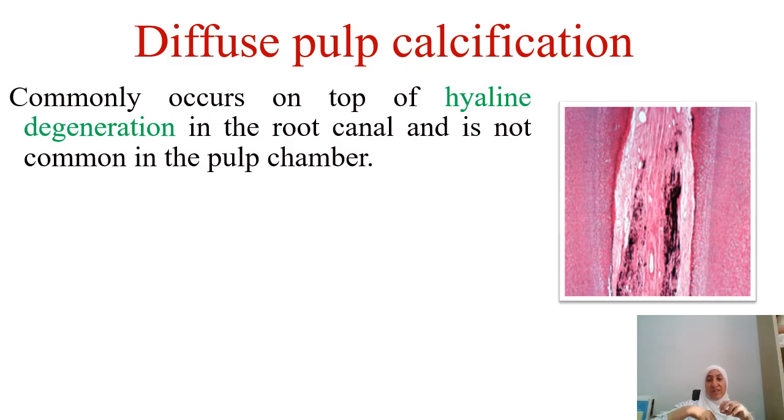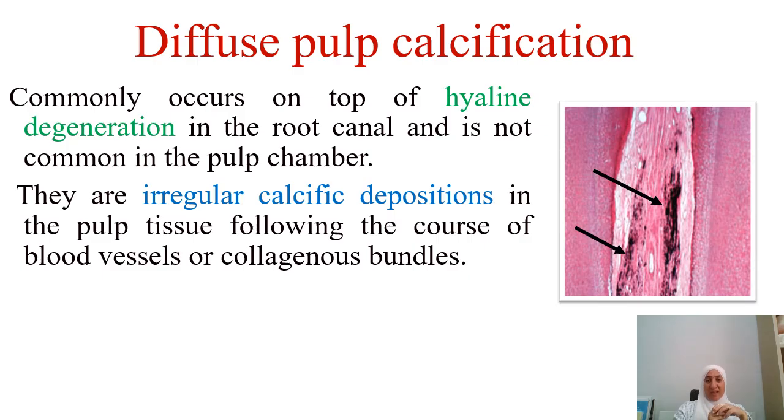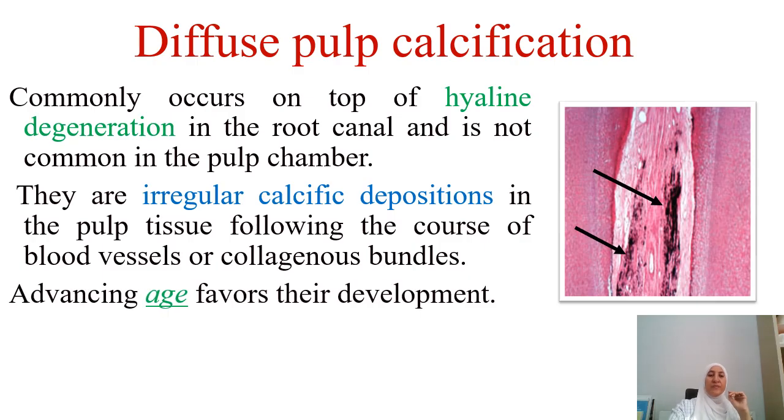Regarding diffuse calcification, as we see here, the pulpal tissue suffers from diffuse, spread calcification, and this occurs on top of a hyaline degeneration, a sort of protection also. If we have degeneration of the fibers, the calcification tries to localize or to stop this degeneration. It's a sort of protection. Of course, advancing age favors their development.